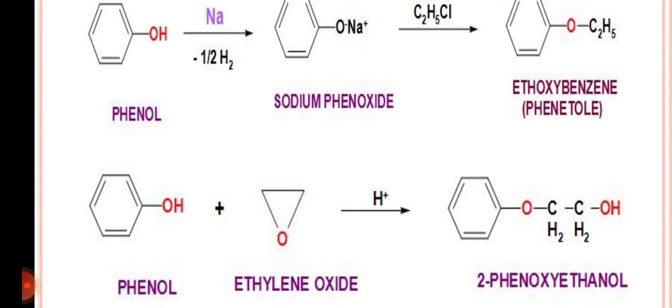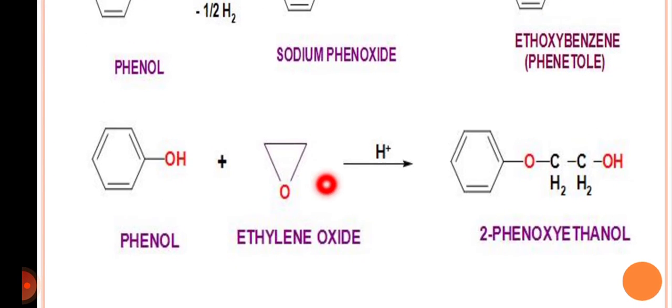Let's look at the second example. Phenol on reaction with ethylene oxide gives formation of 2-phenoxyethanol. In this reaction, the hydroxy group of phenol attacks on the carbon of the epoxide ring to bring about the nucleophilic substitution reaction, whereby it leads to formation of 2-phenoxyethanol. We can look here that here is the presence of the aromatic ring with the oxygen, and the rest one is the alkyl group.